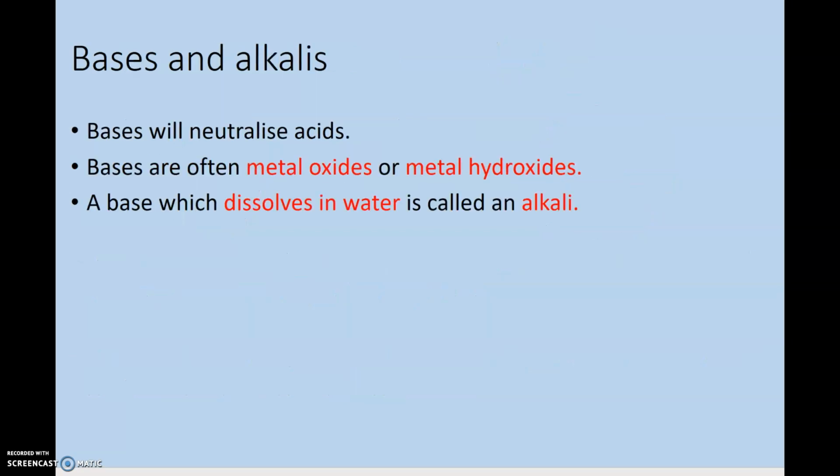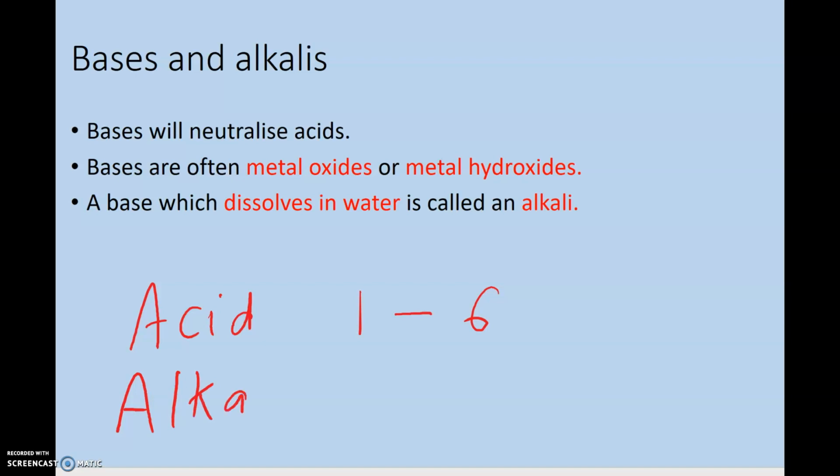Now, there is always a confusion in an exam between base and alkaline, and students quite often don't understand. So a base is something that neutralizes an acid. So if you look at the pH scale, acid is between 1 and 6, and if you look at an alkaline, then that is between 8 and 14. So what is the difference between an alkaline and a base?